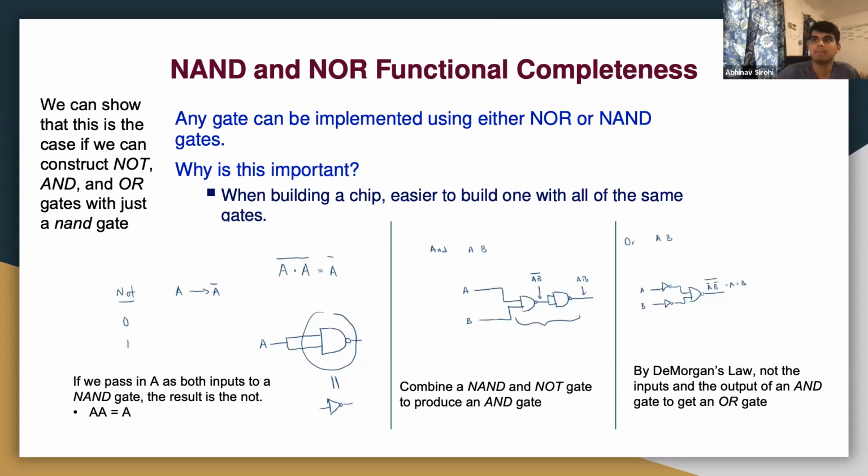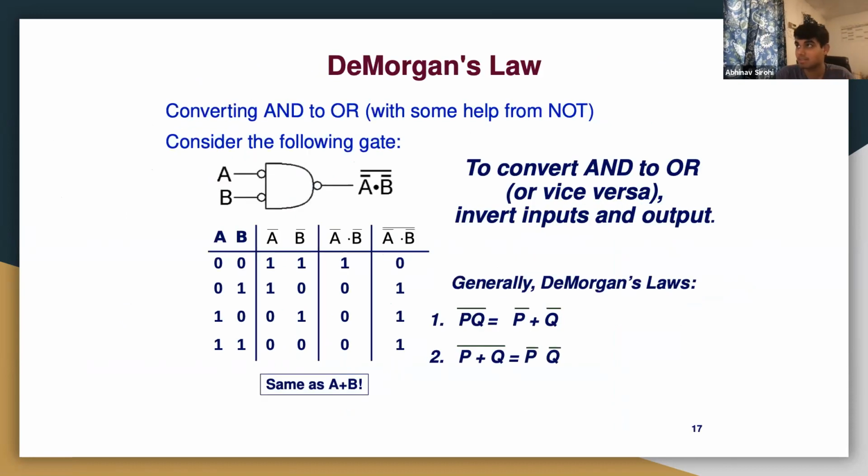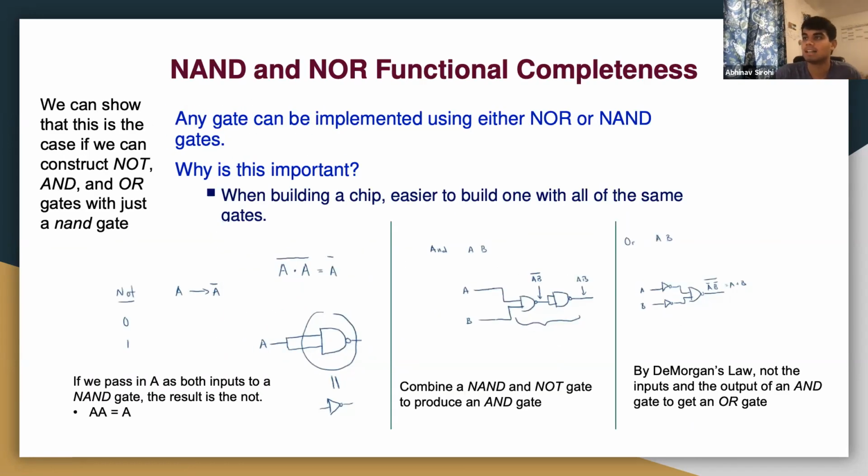So to show that this is true, basically if we can construct a NOT gate, an AND gate, and an OR gate with just a NAND gate, we can show that NAND has functional completeness, right? We already claimed that AND, OR, and NOT have functional completeness or logical completeness. And you could build any gate with these three. So if we can build AND, NOT, and OR gates with just a NAND gate, we can prove that by extension, NAND also has functional completeness. So let's try to do that, right?